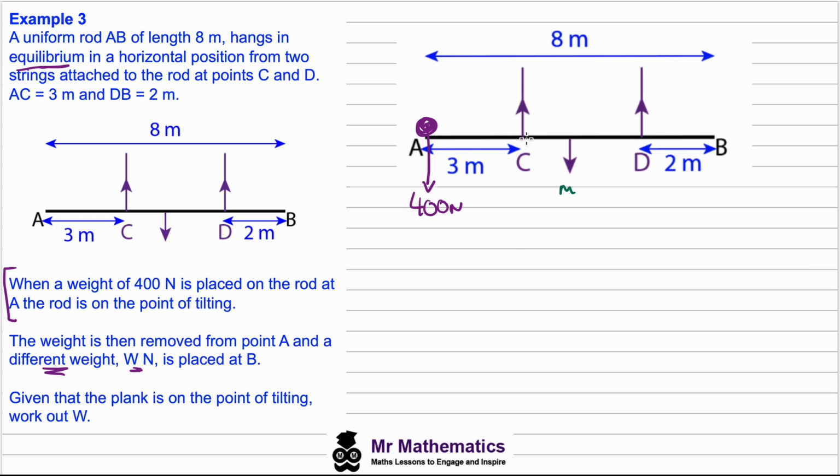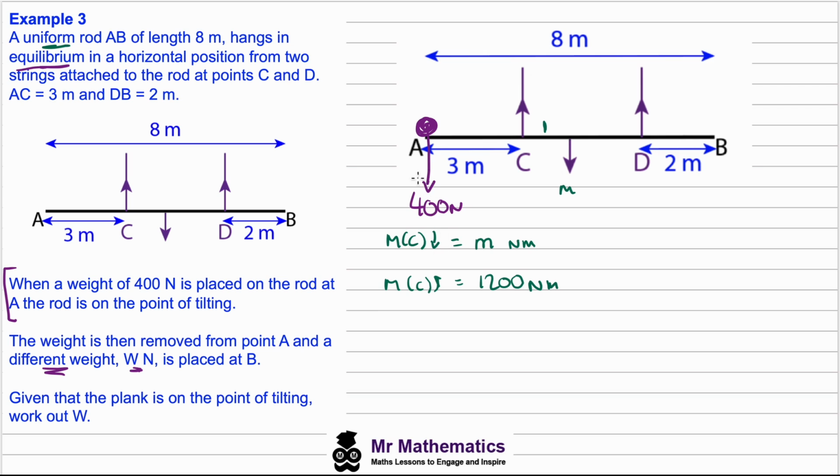Okay, so if we look at taking moments from C, we'll look at the clockwise moments. This will be the downward force of M newtons. We don't need to think about gravity because this is in newtons. Multiplied by the distance, where we're told it's uniform, so we know from A to M will be 4. We know A to C is 3, so this will be 1. So we'll just have M newton meters. The anti-clockwise moment will be this 400 newtons multiplied by 3. So this will be 1200 newton meters.